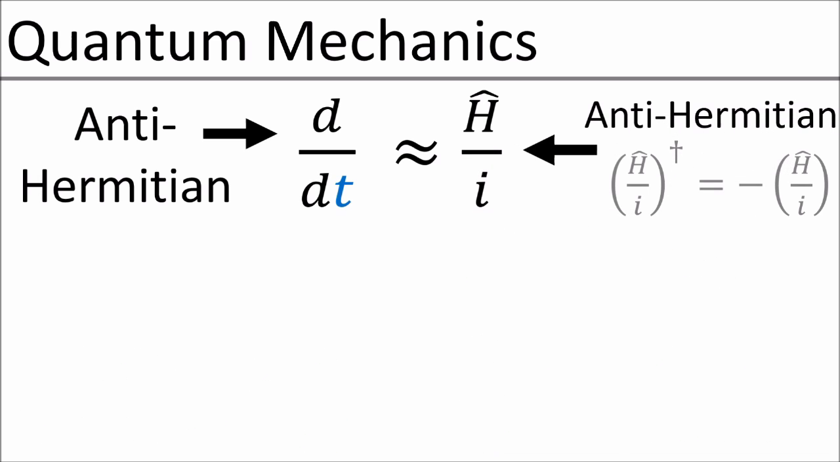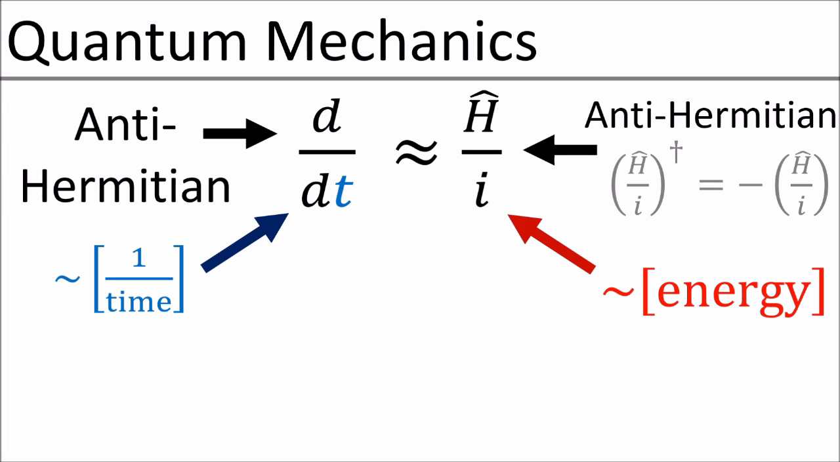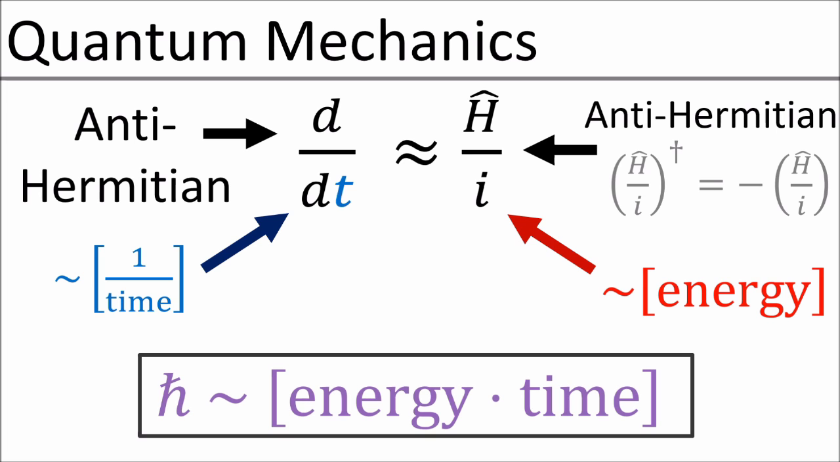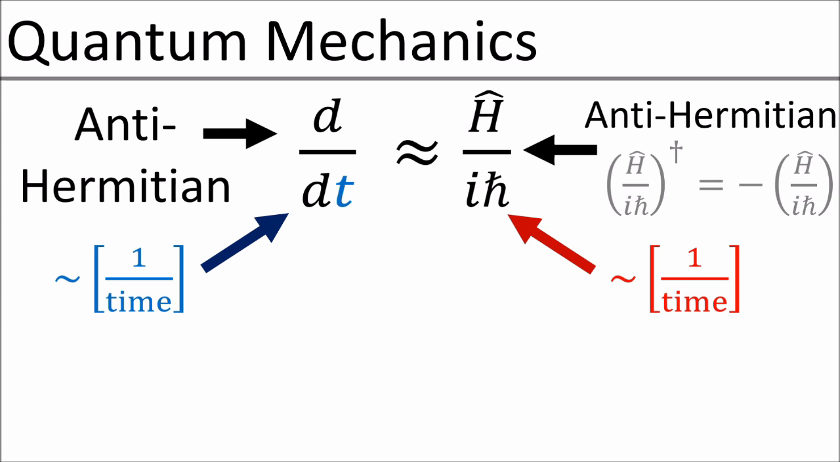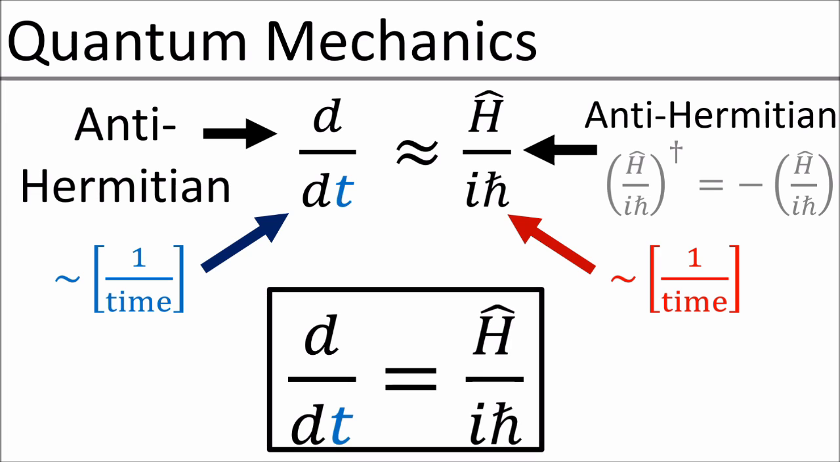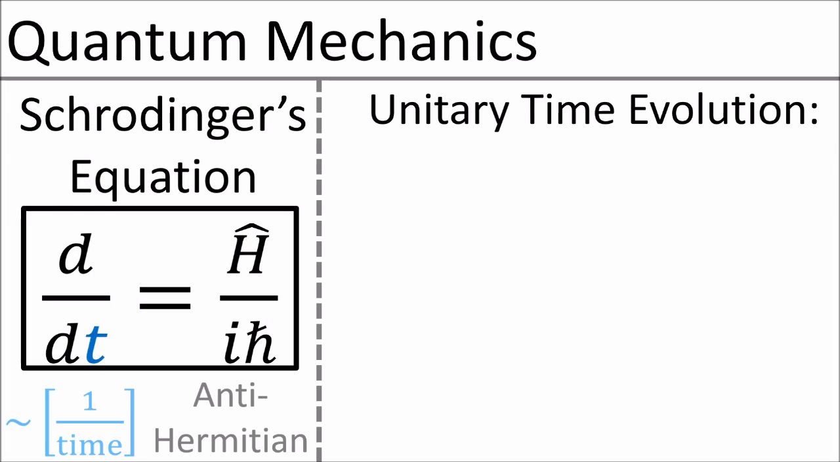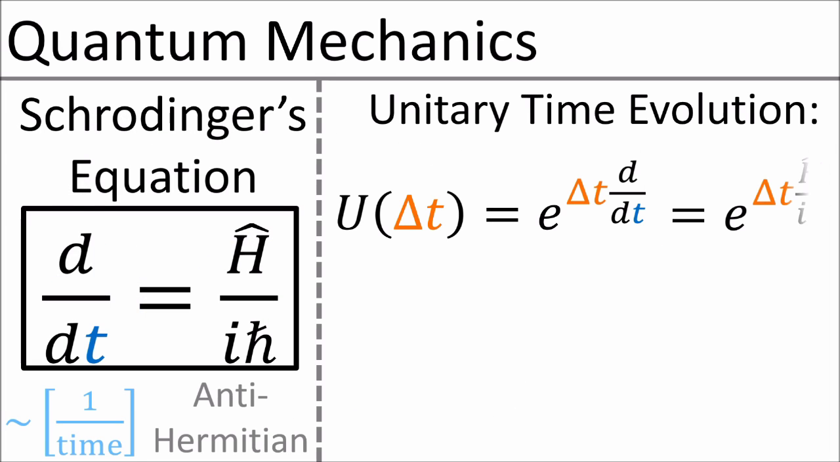The second problem is that the units in this equation don't match. We have 1 over time on one side and energy on the other side. So I'm going to include a constant h bar with units of energy times time to make the units work. The result is the essence of the Schrödinger equation, that the time derivative operator equals the Hamiltonian operator divided by i h bar. Both of these are generators for the unitary time evolution operator, so they are equal.